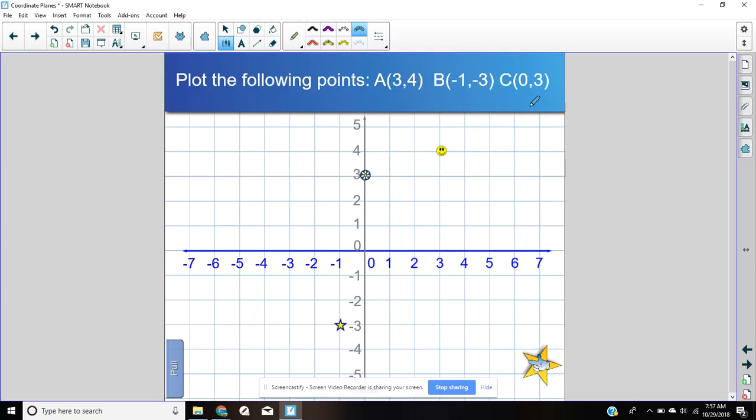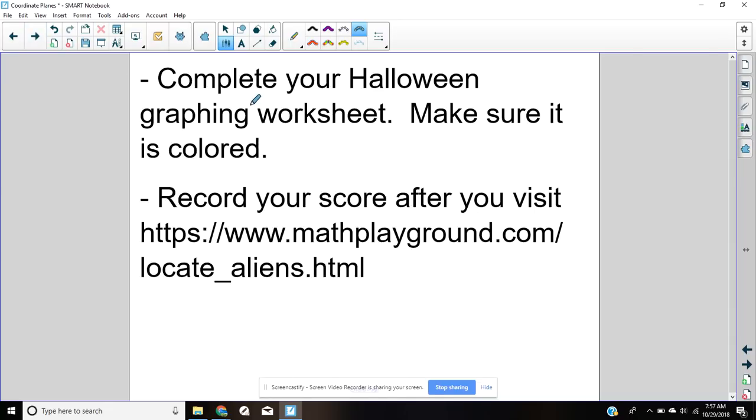These 3 points are all points that could possibly be graphed on your next activity. To complete this activity, you're going to graph all the points on your Halloween image, then connect each dot and find the Halloween themed image. You're going to color it in and bring it to the next class, as well as going to this website. After you go to the website, you're going to record your score. You only have to complete this activity once to meet the requirements for homework, but you can do it as many times as you want to practice this skill.